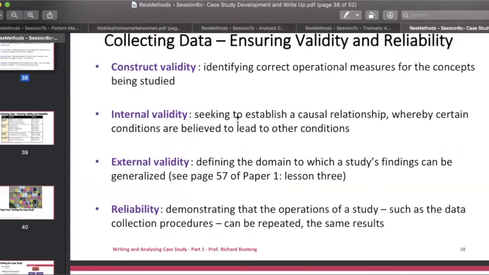Now internal validity means seeking to establish a causal relationship whereby certain conditions are believed to lead to other conditions. So when we compare our findings with that particular pattern and it turns out to be true, we realize that the pattern we are seeing is confirmed by the theory. Or we can say that the phenomenon we are studying can be well explained by the theory that we are using.